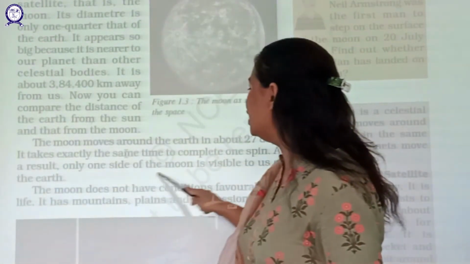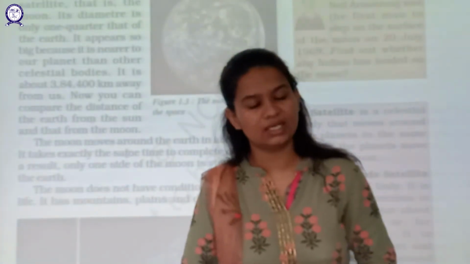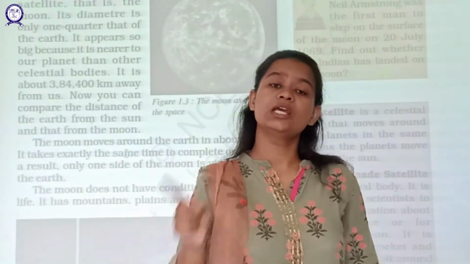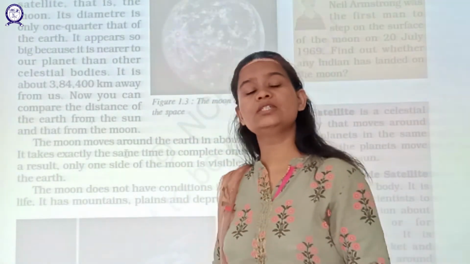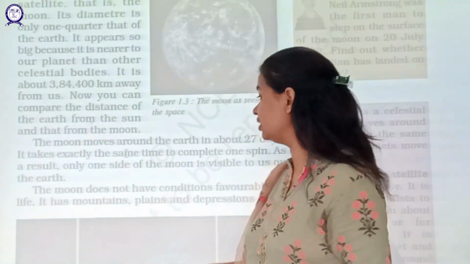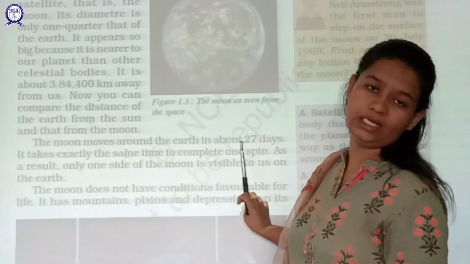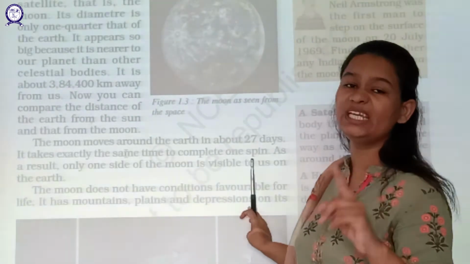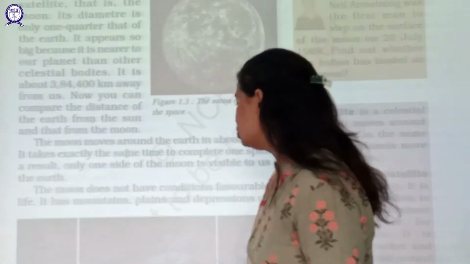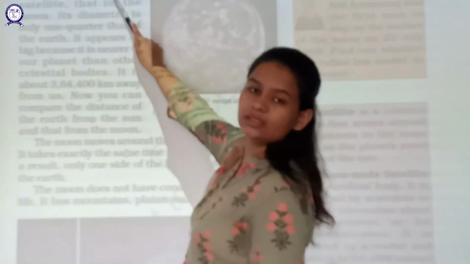As a result, only one side of the moon is visible to us on the earth. We cannot see both sides of the moon from the earth's surface. Now the question is, why is only one side visible to us? This is because the moon moves around the earth in about 27 days and takes exactly the same time to complete one spin. Thereafter, students, I gave you the example of a natural satellite, that is the moon.